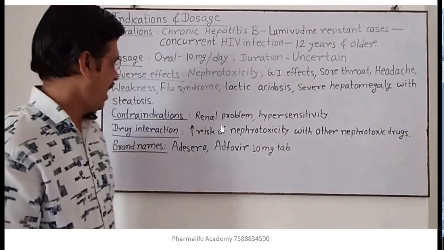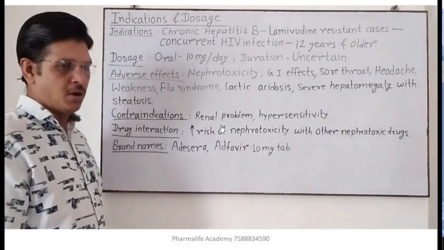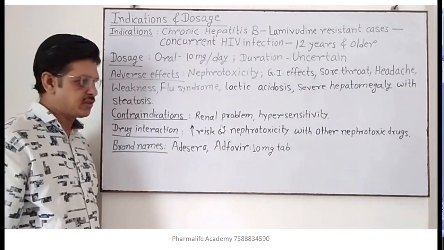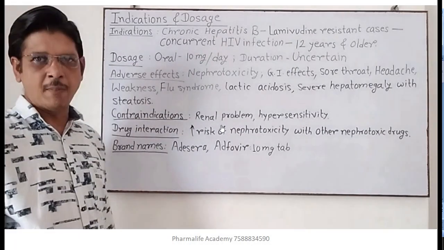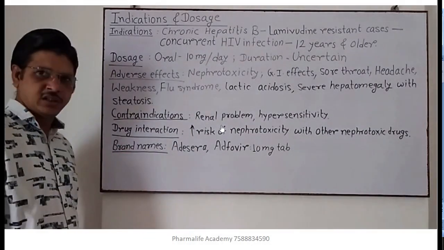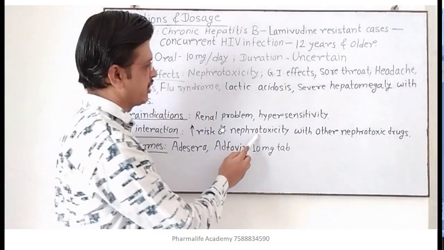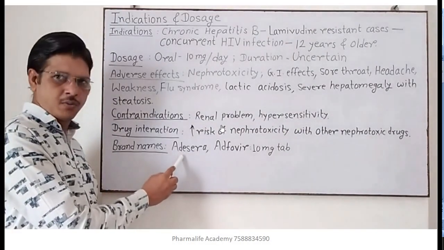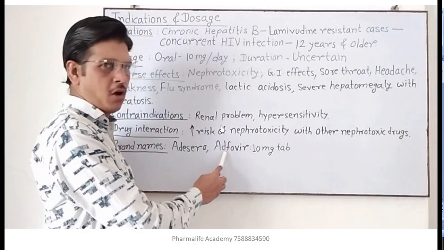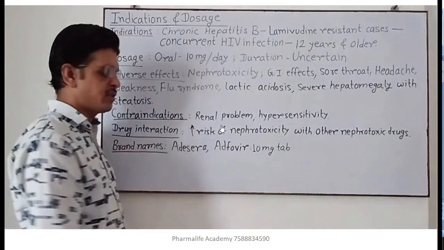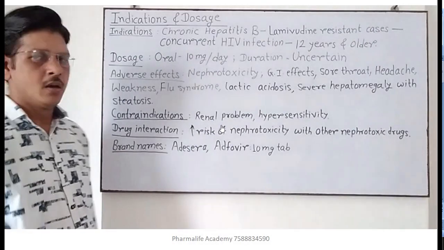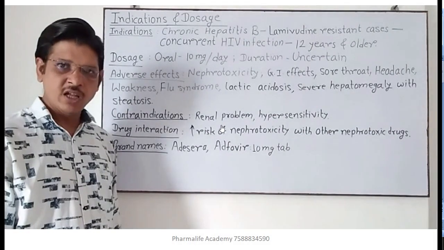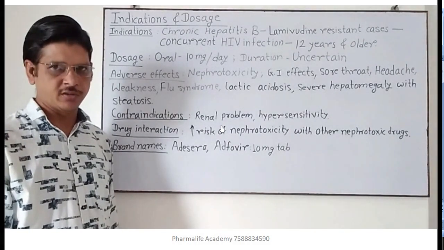Hepatomegaly, that is enlarged liver, and steatosis, that is the accumulation of fat in liver, that you can say fatty liver. Contraindications are renal problem and hypersensitivity. Drug interaction: it increases risk of nephrotoxicity with other nephrotoxic drugs. Brand names are Adefovir from Cipla and adefovir from Sun Pharma. 10 mg tablets are available. For further details of adefovir dipivoxil, please refer to information provided by the manufacturer.